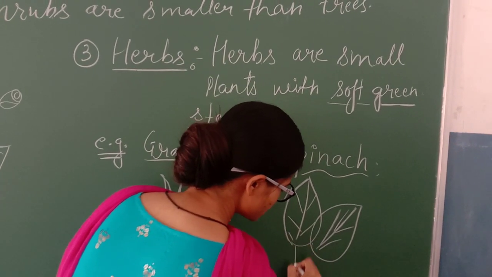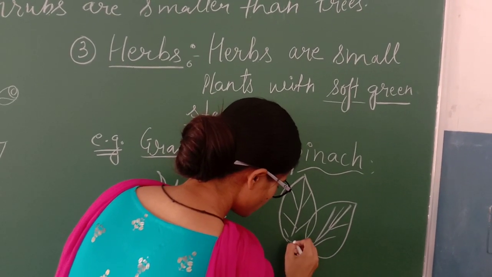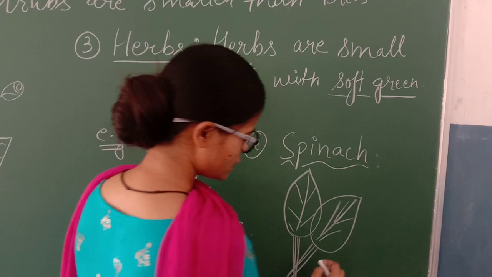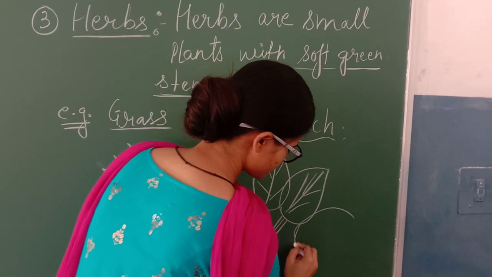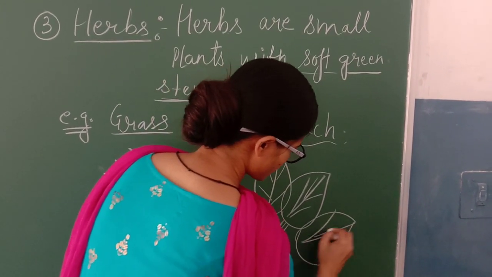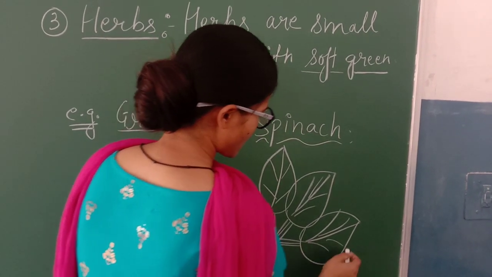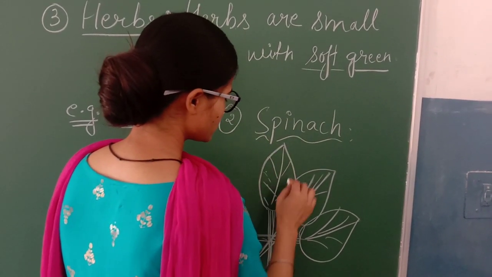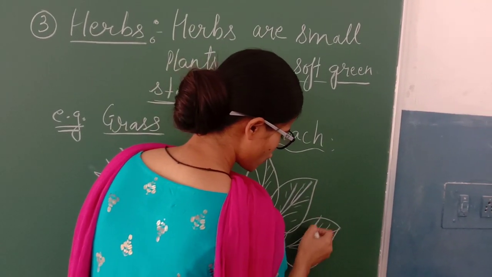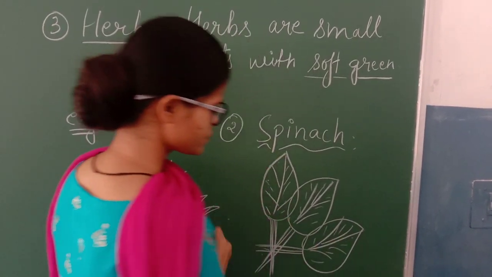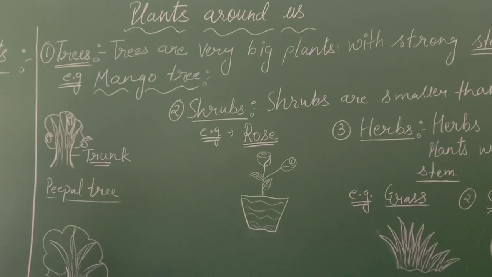Now you will ask me, what is spinach? Spinach is palak, okay. Palak you must have eaten with palak paneer, okay. And so this is the spinach, and these leaves are green in color, okay. This is also easy for you to draw, okay. So these are the different types of plant.